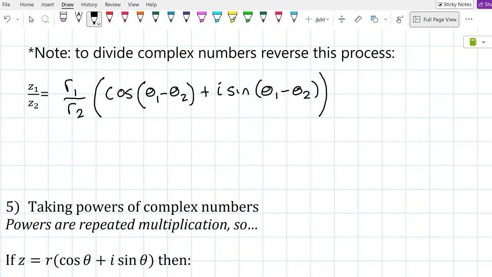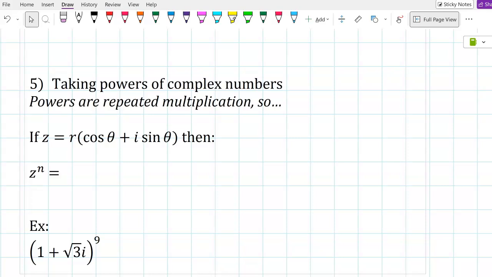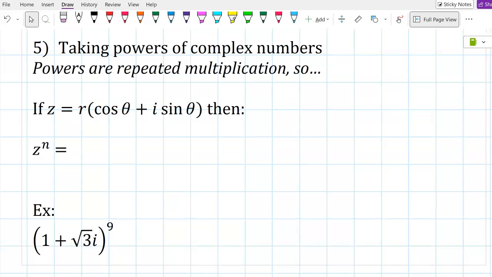We won't do an example just for time, but we do want to do one last thing, which is take a power of a complex number. So powers are just repeated multiplication. That's it. That's all they are. So if we know that when we multiply a complex number, we multiply the radii, then if we multiply a complex number many times, we're going to multiply the radius many times. That's exponentiation. So here, let's write it down.